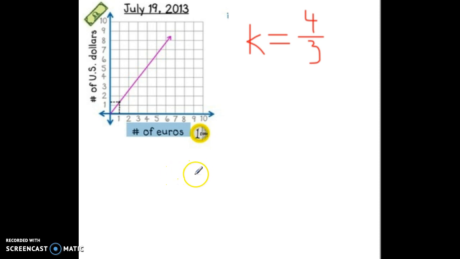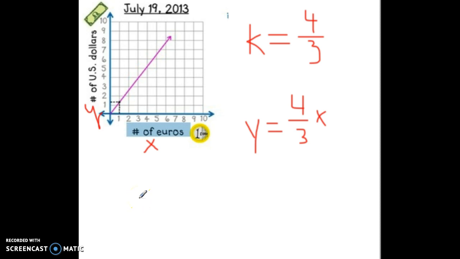So here's what the formula says to do. We know what k is, so y equals 4/3 x. In this case, x is our number of euros and y is the number of dollars. Well, if that's true, if we put a 6 in here, we should get $8. So if we give them 6 euros, we should end up with $8, and that's exactly what happens.